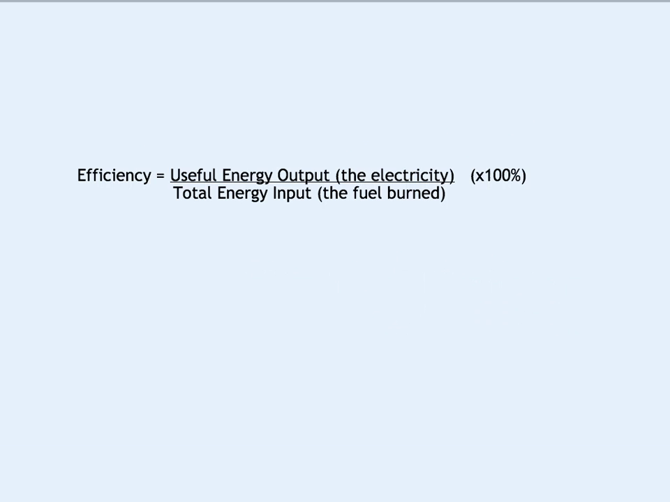Right, we've seen this equation before, and this is the energy efficiency equation, so let's quickly run through it. So the efficiency equation is the useful energy output divided by the total energy input. Now, in this case, this was from a power station, and so the output we wanted was the electricity, and the input energy was the fuel burned, or the coal.